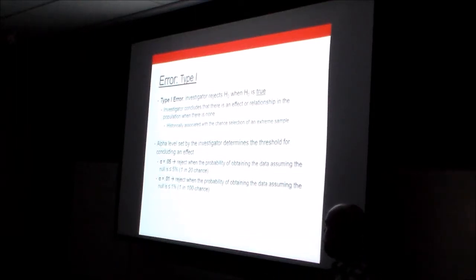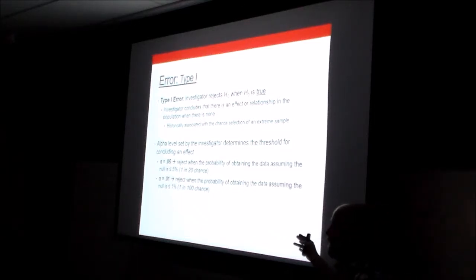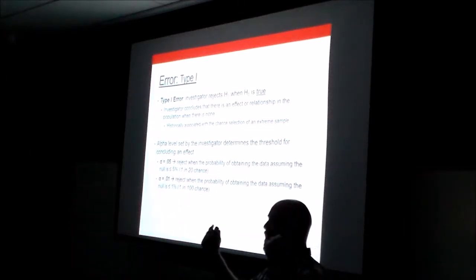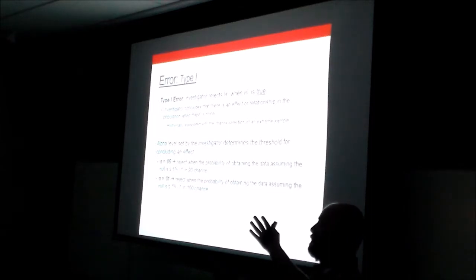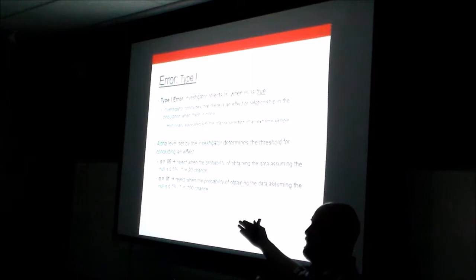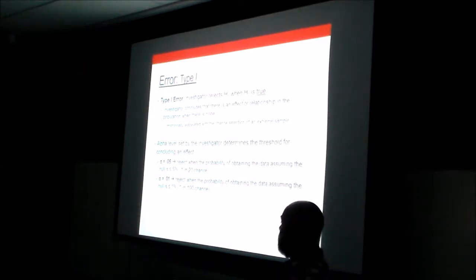If our alpha level is set at 0.05, we reject when the probability of obtaining the data, assuming the null hypothesis, is less than 5%, right? So there's a 1 in 20 chance that we just happen to snag a strange sample. We're saying that the cognitive score in the population of adults taking supplements is actually the same as the score of the population of adults who aren't taking supplements. It's just that we happen to get a funky mean 1 in 20 times, right?